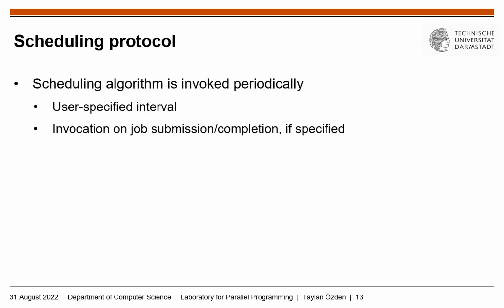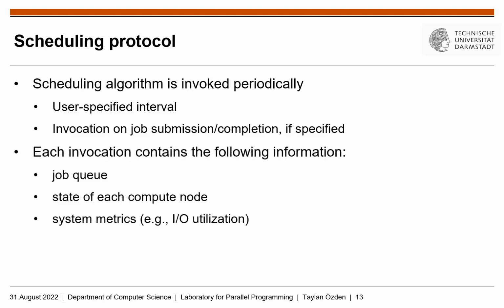And we have the monitoring module observing the platform and writing the utilization files. So how the batch system interacts with the scheduling algorithm is defined in the scheduling protocol. As of now, the scheduling algorithm in ElastiSim is invoked periodically in an interval that the user specifies in the configuration file. Also, if specified, the invocation can also take place on job submissions or job completions, for example.